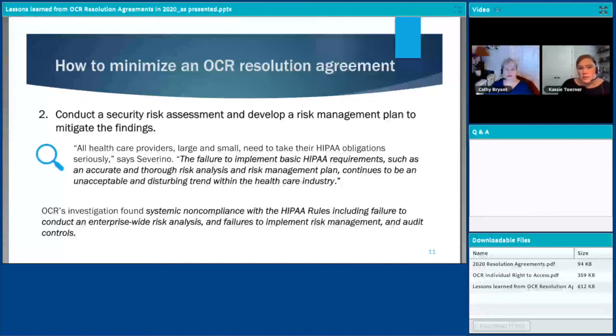Secondly, for minimizing, conducting a security risk assessment and developing a risk management plan from those findings to mitigate any risk or vulnerabilities or threats. Again, you can see the OCR director says the failure to implement basic HIPAA requirements, such as an accurate risk assessment and risk management plan, continues to be an unacceptable and disturbing trend. So if you haven't done those things, now's a good time to look at them. All of the OCRs, systemically they find noncompliance with the HIPAA rules, including the failure to conduct the risk analysis and failures to implement those plans as a result, and also not having good audit controls in place.